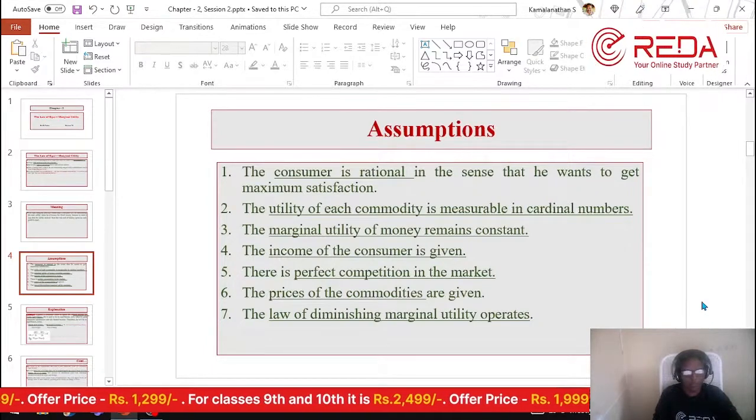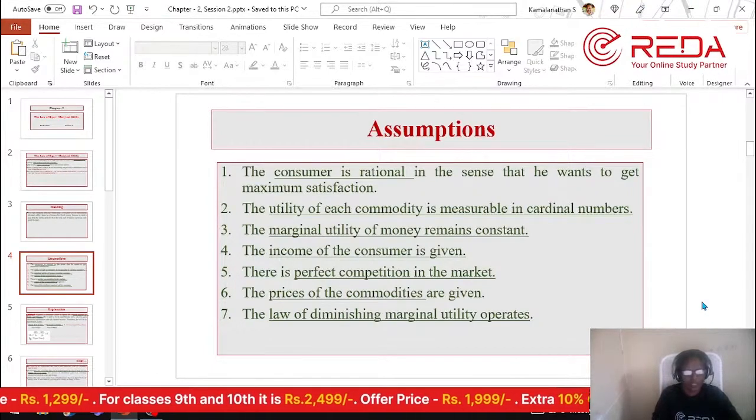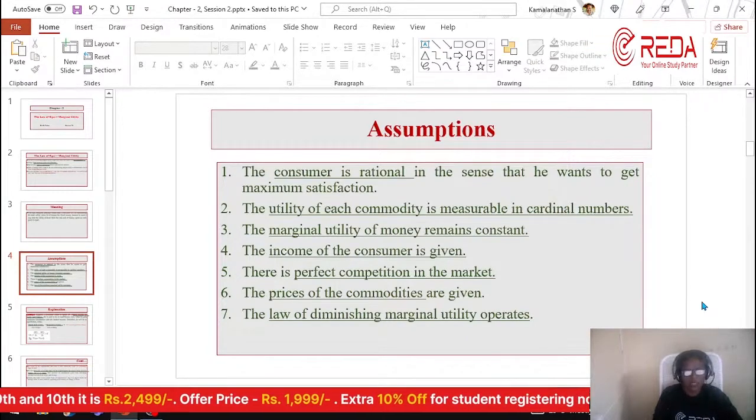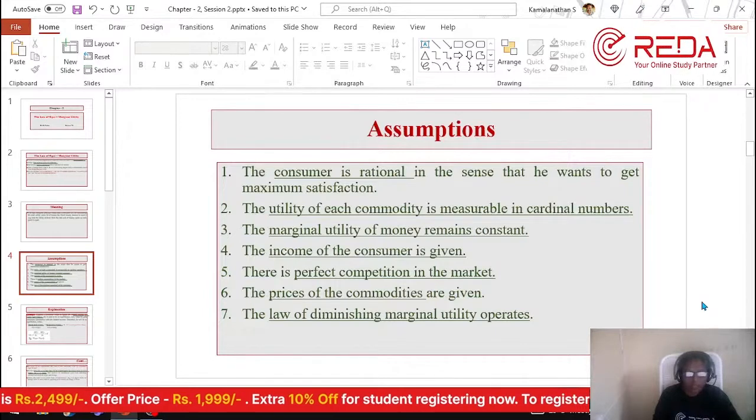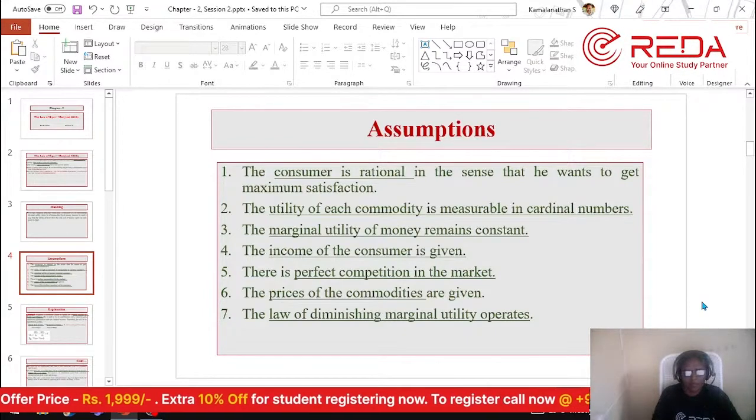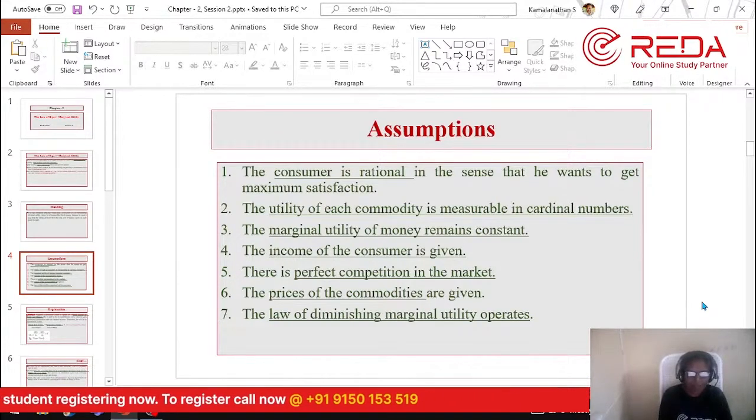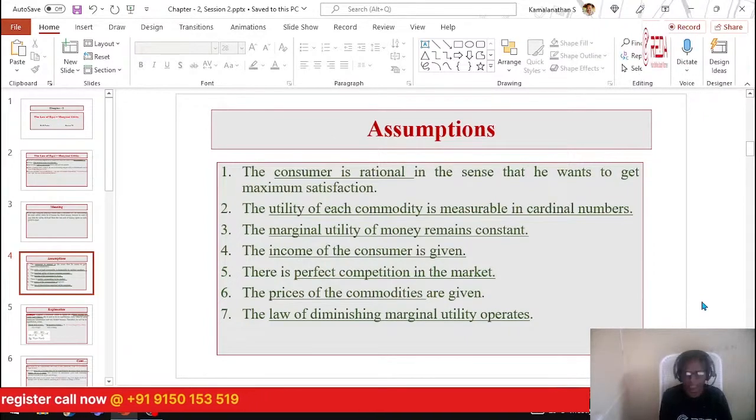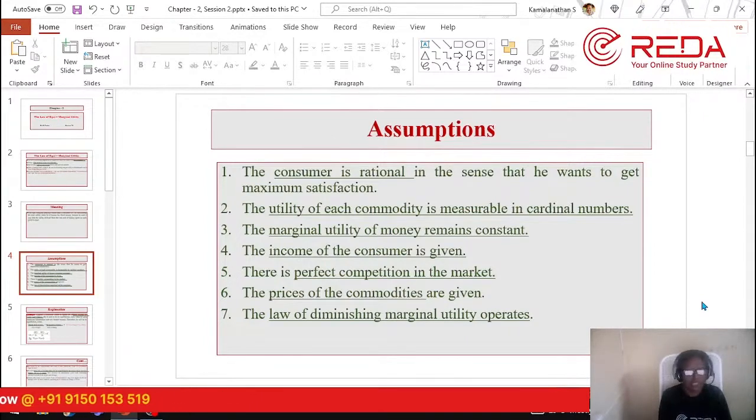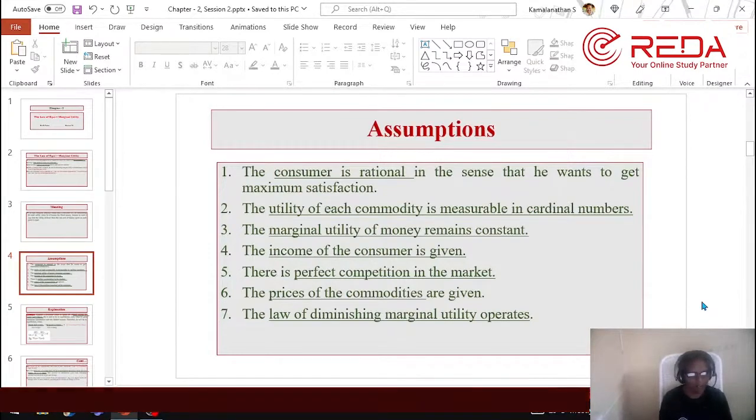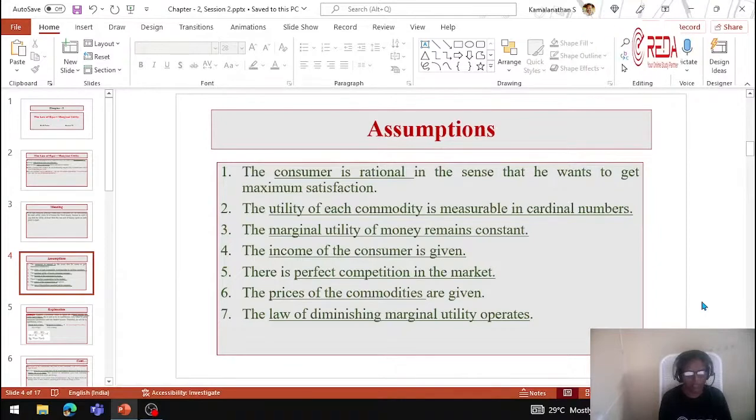Yes, perfect competition. I hope you might have studied the term perfect competition in your previous years. It is nothing but a market, a place where both the buyers and the sellers meet together to sell the commodity and to buy the commodities. The producers and consumers will be there, or the sellers and the buyers will be there in a market.